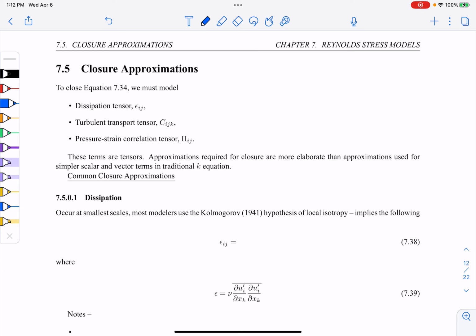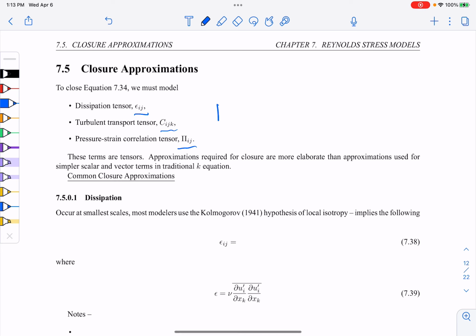Let's start talking about the three most basic closures for the three terms in the specific Reynolds-Stress transport equation for Reynolds-Stress RANS modeling. And we're not going to talk about additional equations like epsilon and k to make a fully formed set. So the three terms which we identified in a previous video are the dissipation tensor, epsilon ij, turbulent transport tensor Cijk, and the pressure strain tensor pi ij.